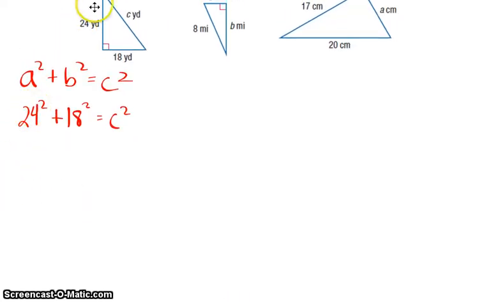So we have 24 squared plus 18 squared is going to be c squared. We don't know what c is. That's our goal, to find out what our hypotenuse is. So after we do this, we have to square first. Remember, order of operations, exponents come first. So 24 squared plus 18 squared.